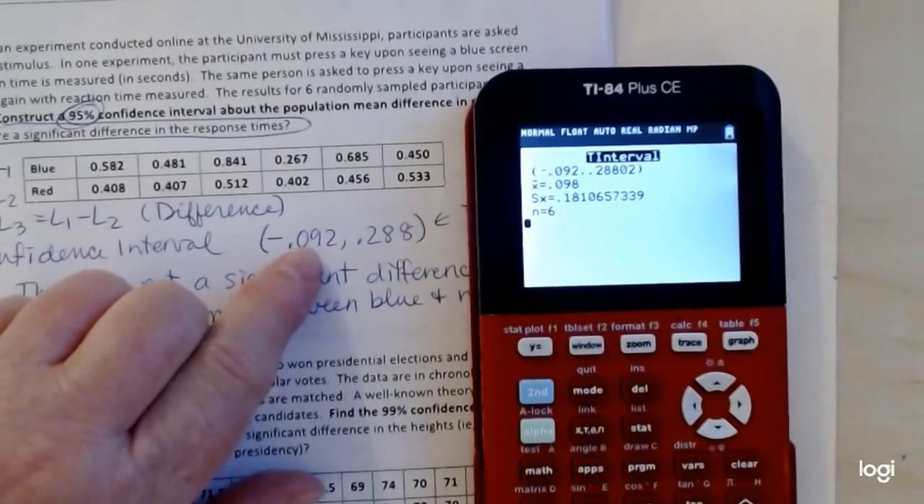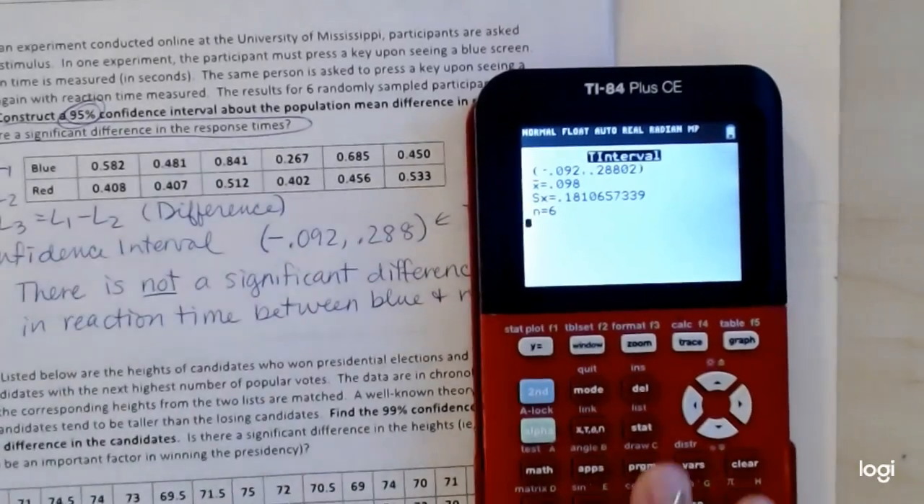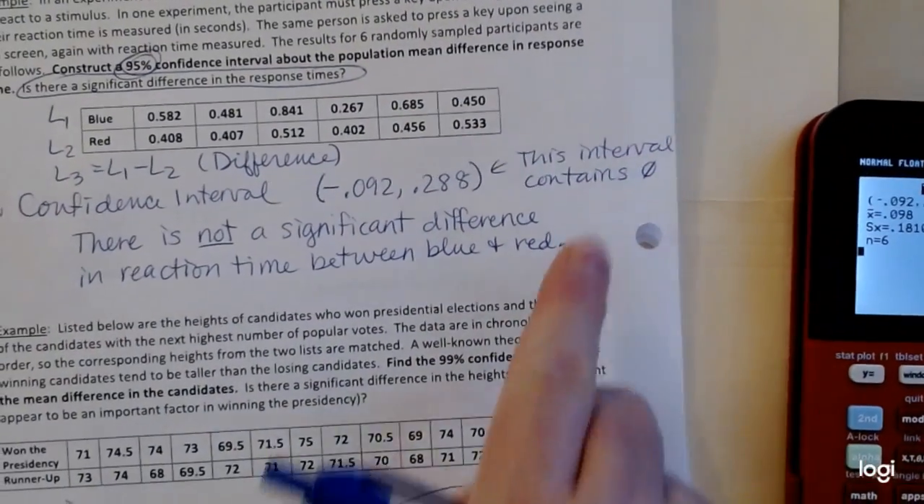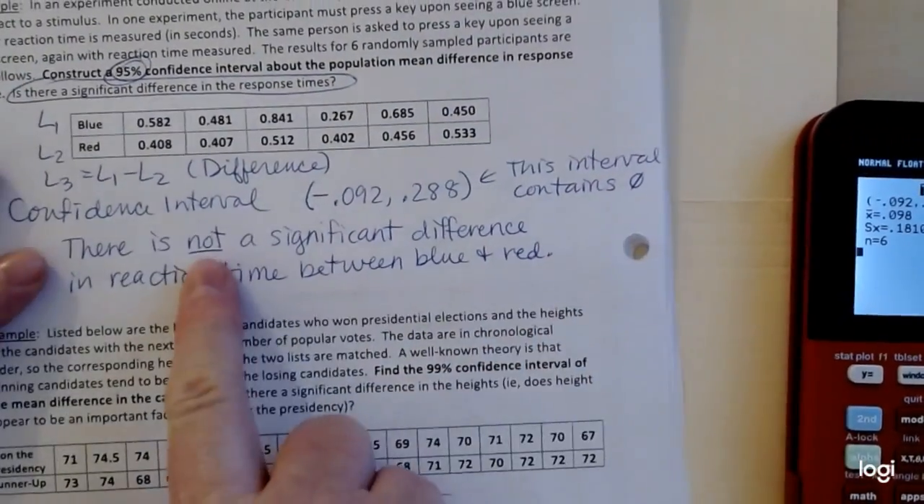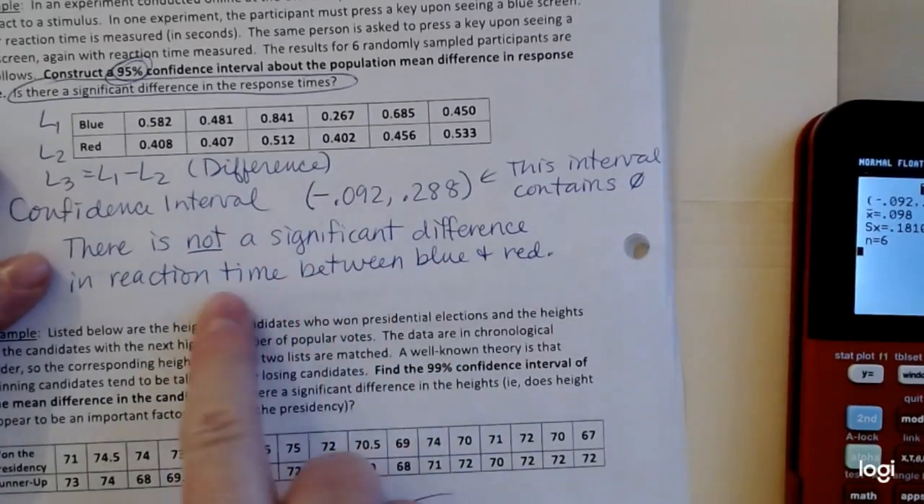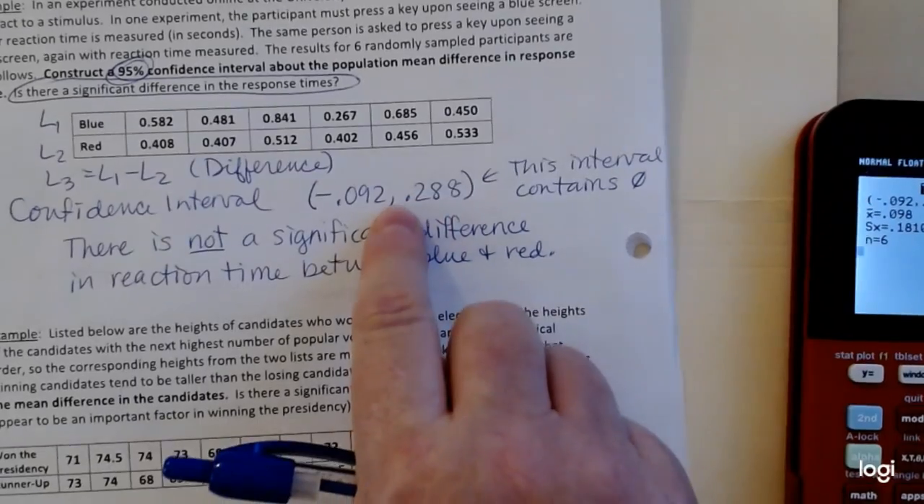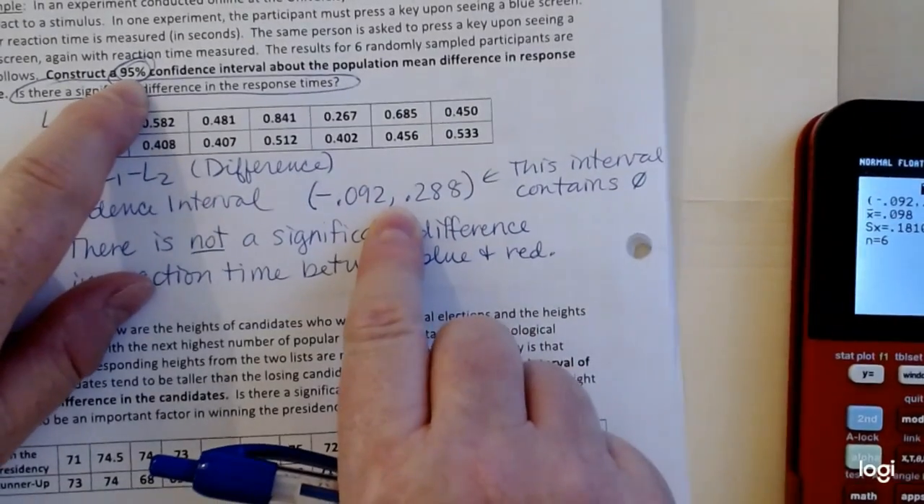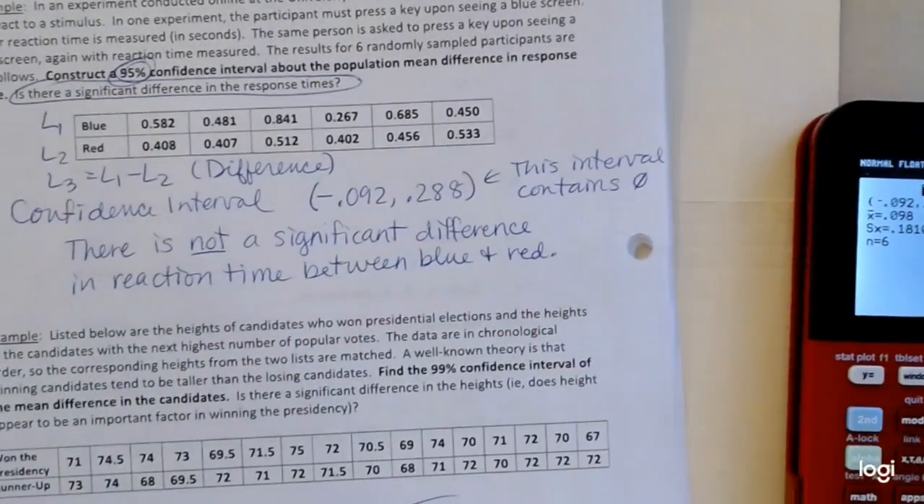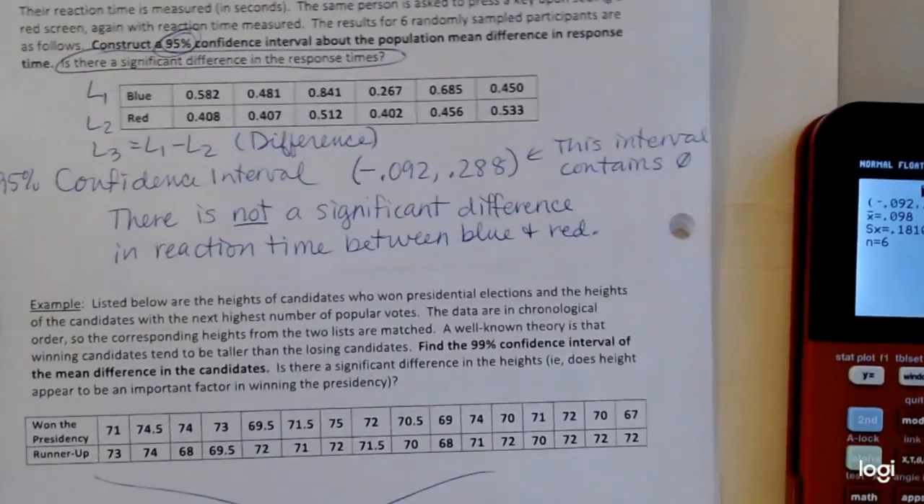But notice this is a negative and this is a positive. So since 0 is in that interval, we conclude that there is not a significant difference in reaction time between the blue and the red screens, because it could be 0. At a 95% confidence, it's possible that it's 0. So that would mean there was no difference.